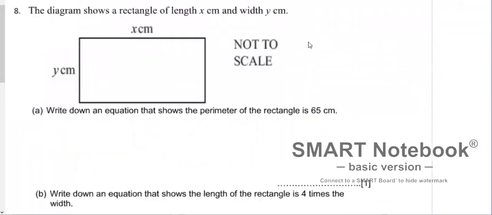All right, the diagram shows a rectangle of length x and width y. So we are given the diagram. This diagram you see shows a rectangle of length x centimeters. So from here to here is your length x centimeters, and from here to here the width is y centimeters. Okay, write down an equation that shows the perimeter.